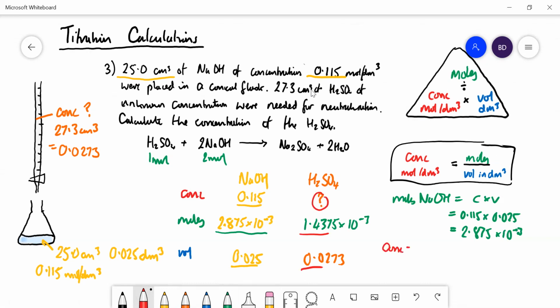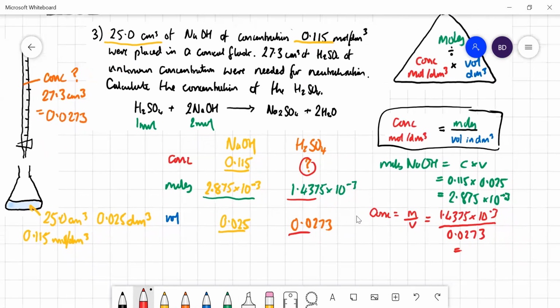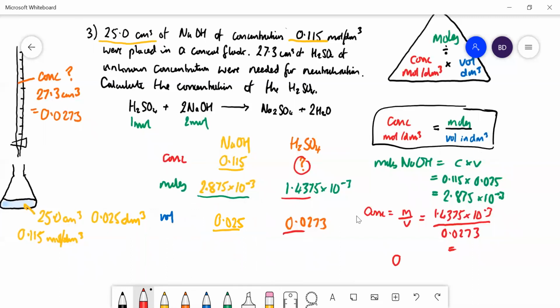So the concentration of the sulfuric is equal to moles over volume, which is 1.4375 times 10 to the minus 3 divided by the volume, 0.0273 dm cubed. Okay, that gives us an answer of, right. So I'll copy down the number from the calculator and I will write it down properly to the right number of sig figs. So we've got 0.05265. We should give it to 3 significant figures, so I should change that 6 into a 7. That's 3 significant figures now, and the concentration units are moles per decimeter cubed. And that's that one done.